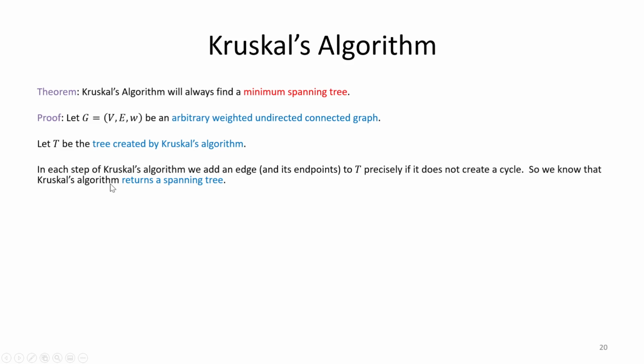So remember, this means that what we return is a tree, and if what we return is a tree that contains all the vertices of the original graph, then it's a spanning tree. And again, that's the criteria of validity that we need to look at.